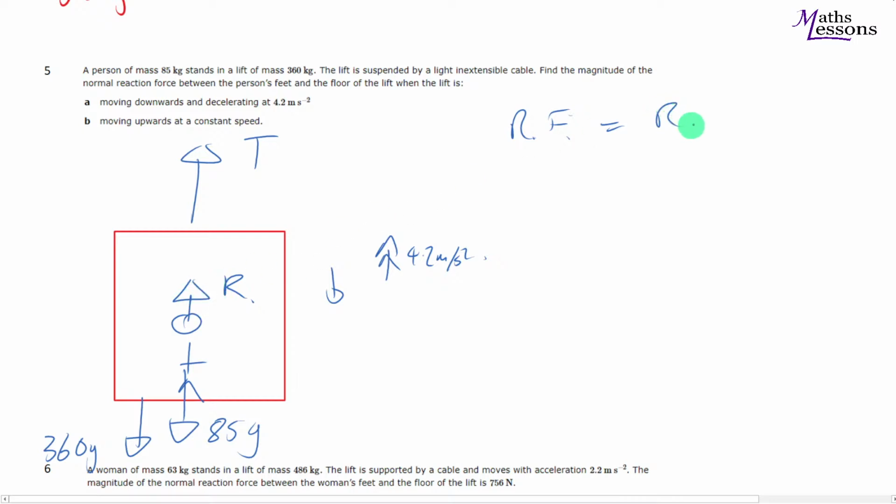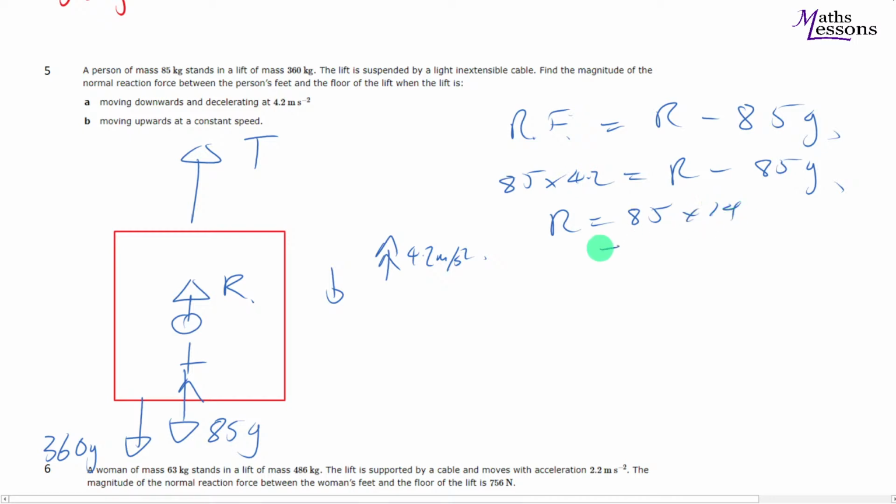So we're going to have R minus the 85g here. So the resultant force will equal 85 times the 4.2, the mass times acceleration, and that's R minus 85g. So therefore R will equal 85, add this onto 9.8, so that will give me times by 14. So therefore R will equal 1190 newtons. Apologies, I was reading the wrong question at the start of that.